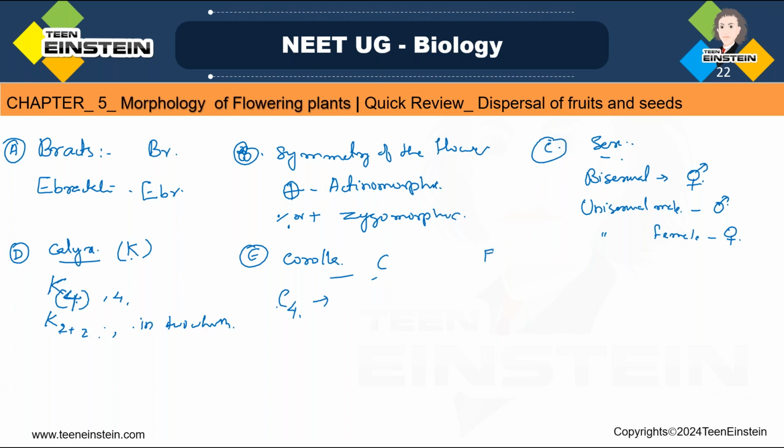Next is perianth. Perianth will be represented by the letter P, and if I'm writing P6, six tepals are there, and that is polytepalous. Then P3 plus 3 means 6 tepals are there in 2 whorls, and each whorl is having 3. And P3 plus 3 in bracket, 6 tepals, that is gamotepalous. Okay.